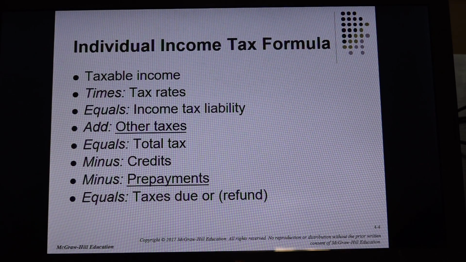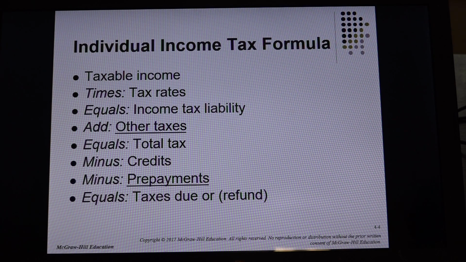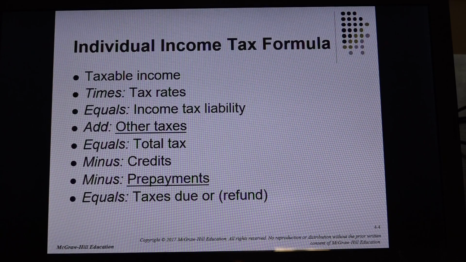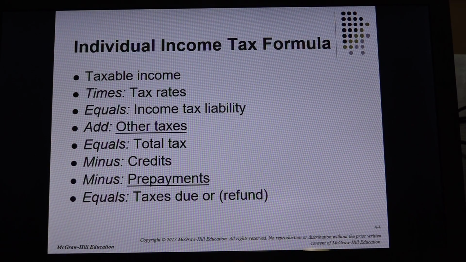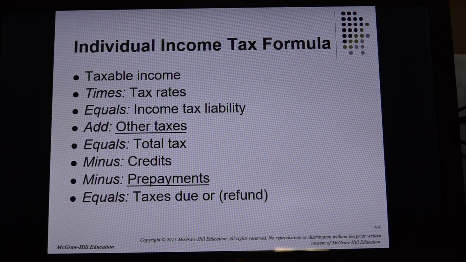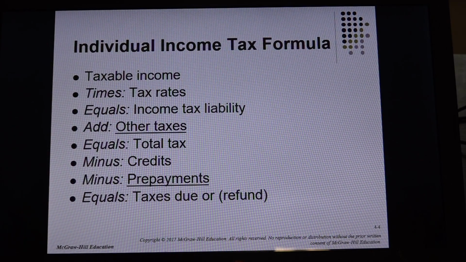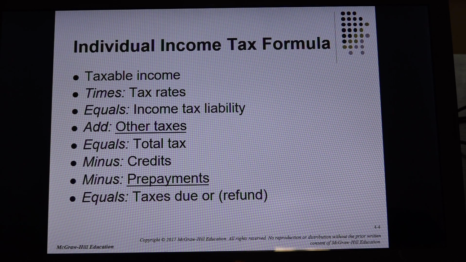Moving down, so you have your taxable income, and what you do is you multiply that taxable income by tax rates. As we saw, the tax rates are graduated. In other words, it's not like you just pick a flat rate. Your tax rates increase as your income increases, and income up to a certain level will be taxed at a certain percentage, and then above that certain level taxed at a different percentage, and so on and so forth. So the taxable income times the tax rates equals income tax liability.